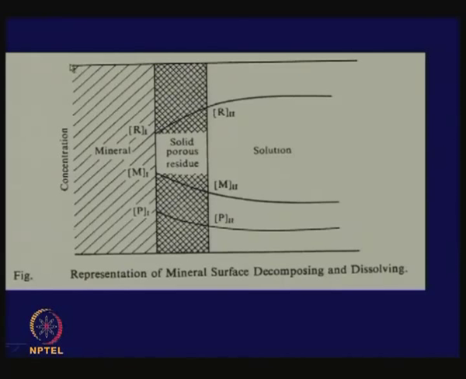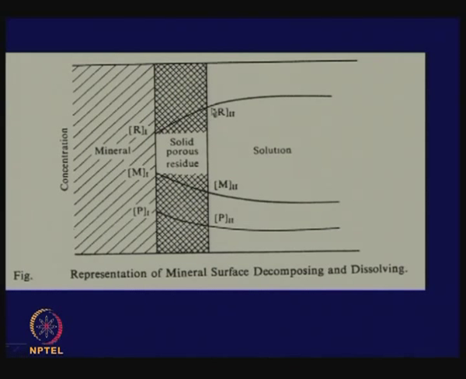So, whenever we have a situation like this, we have a concentration gradient. This concentration gradient can be changed by stirring of the system, but there are always practical limits of stirring. We cannot go beyond a certain stirring speed. So, all leaching reactions are analyzed in terms of some concentration profiles that we can draw in our mind.